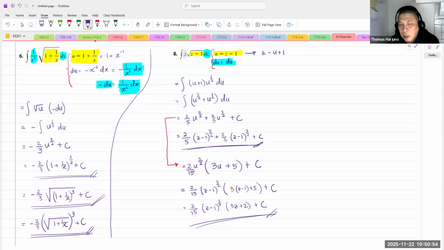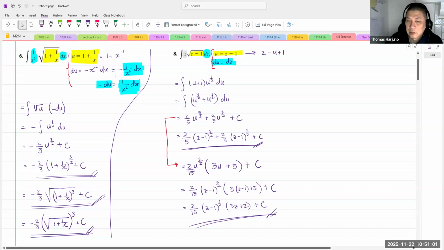Okay, you distribute the 3 and then you add with the 5. Okay, so now I hope you see that's actually a lot simpler. Okay, that's for number 8.